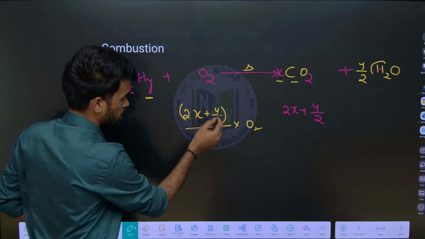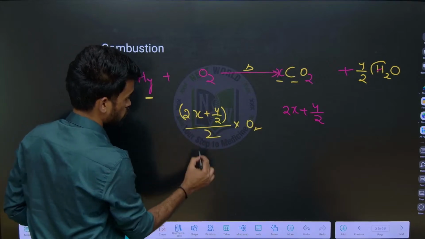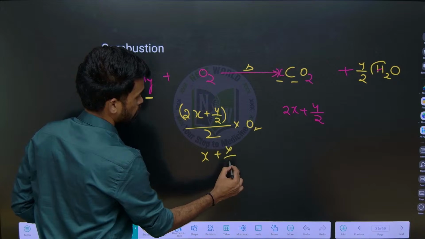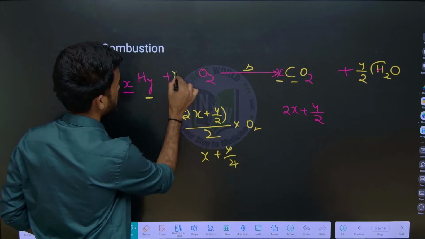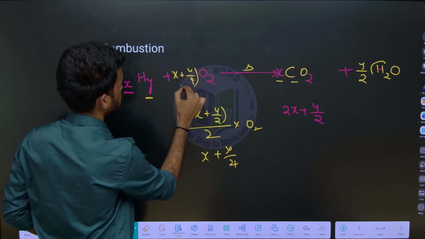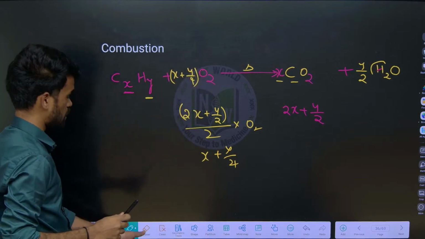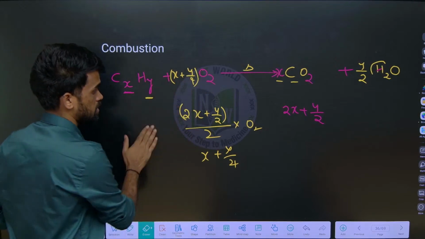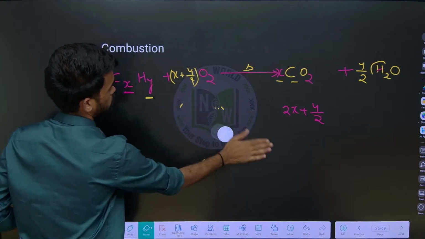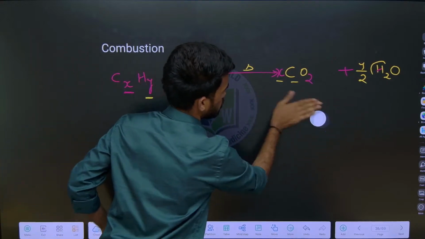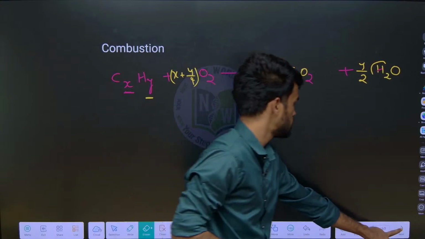So just simplify this. If you simplify this, we will be getting X plus Y by 4. So I am writing X plus Y by 4. So this is how you need to balance, or you can use this direct formula to balance the reaction. Okay, then next, let's move forward.